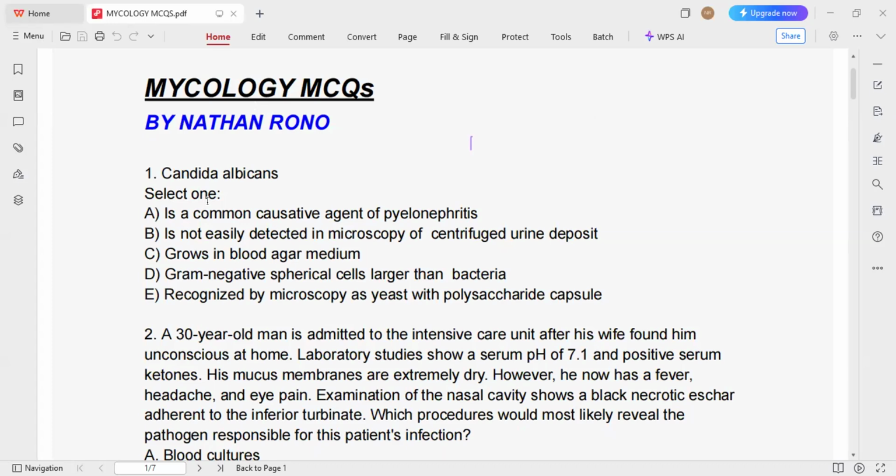Pyelonephritis means, so I told you anytime you hear the word itis, that is inflammation. Then nephro, that is something to do with the kidney. Then pyelonephritis, this means that there is inflammation of the kidney. So there is acute pyelonephritis and chronic pyelonephritis. But in general, what is the most common causative agent of pyelonephritis?